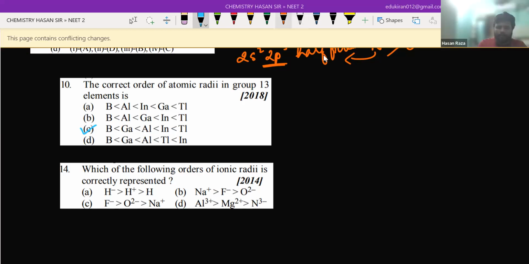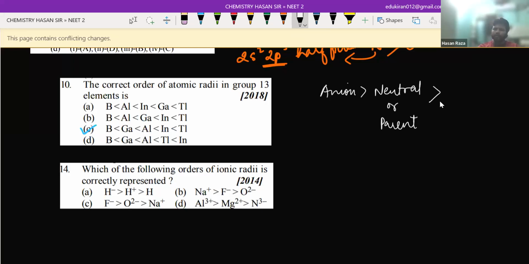Rabia, which of the following order of ionic radii is correctly represented? You know, anion is always greater than the neutral or parent atom. And you should also know, the neutral is greater than the cation. So if you follow this rule, you will be able to understand this is your anion, this is your cation, and this is your neutral. And neutral is always greater than cation. So option A cannot be true. Are you getting my point, Aisha and Rabia?